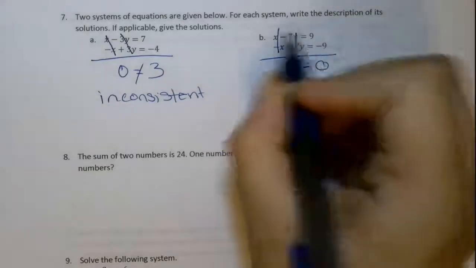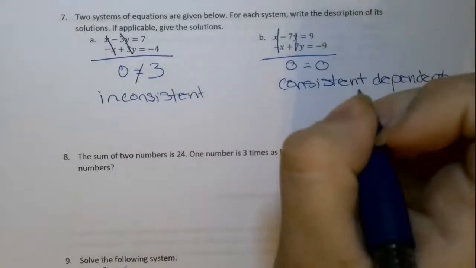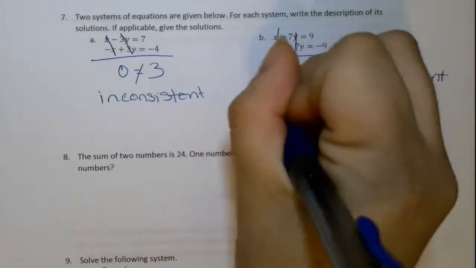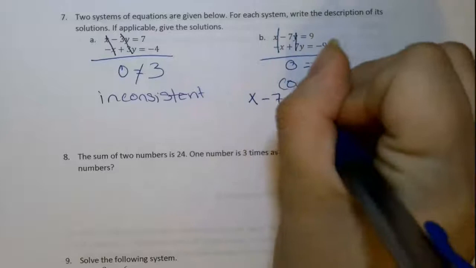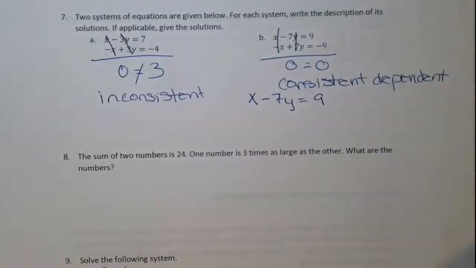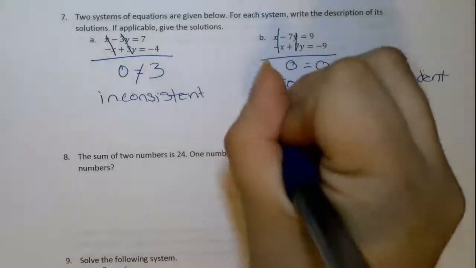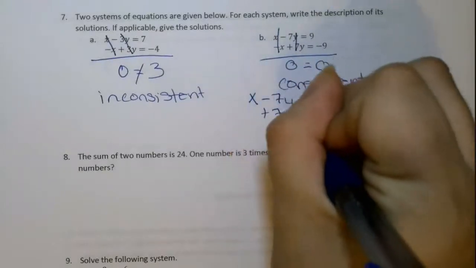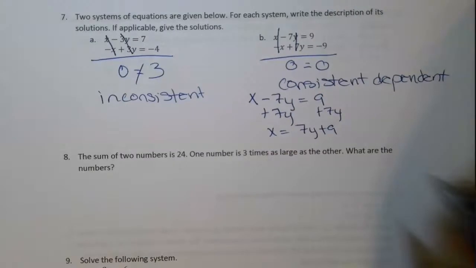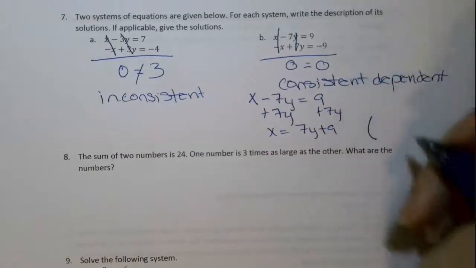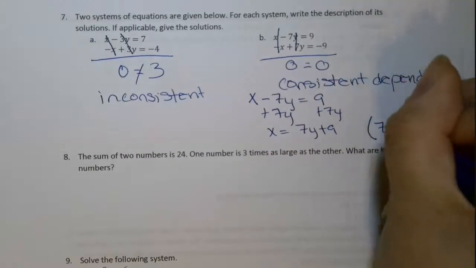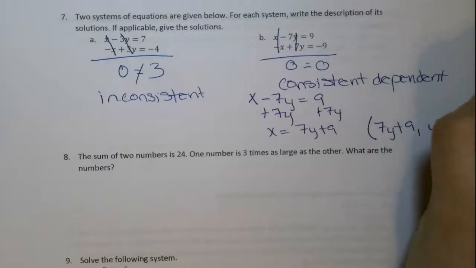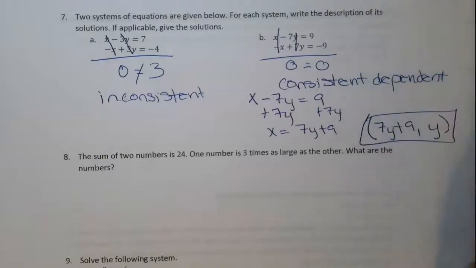I am going to pick my top equation to solve. I have x minus 7y equals 9. I am going to solve for the variable x here, so I add 7y to both sides. I get x equals 7y plus 9. So when I go to write my coordinate point, it's in terms of y. I have 7y plus 9 for my x value, and y for my y value.